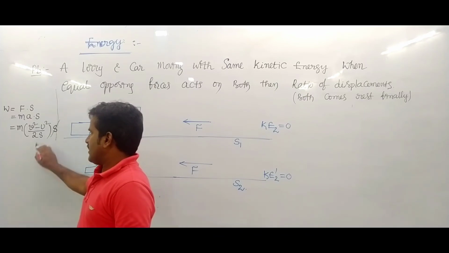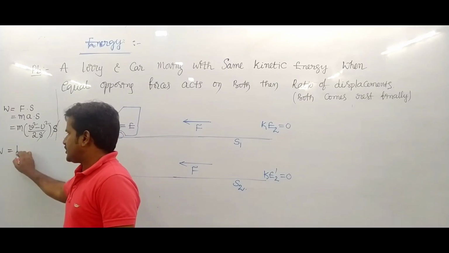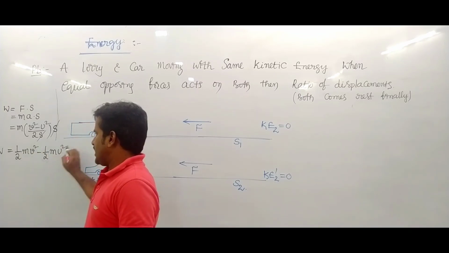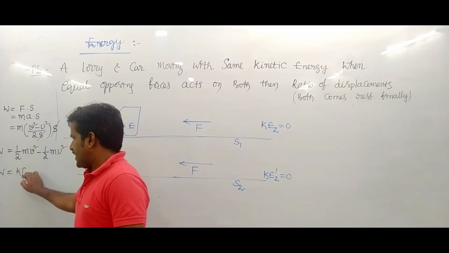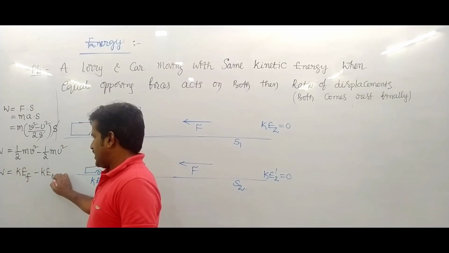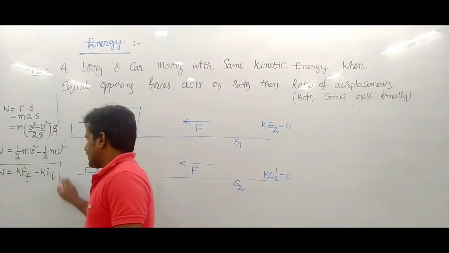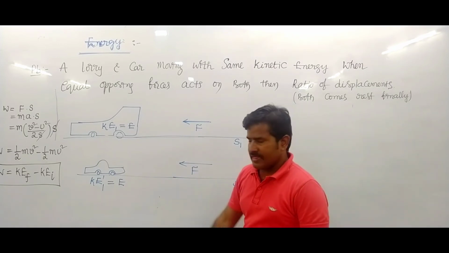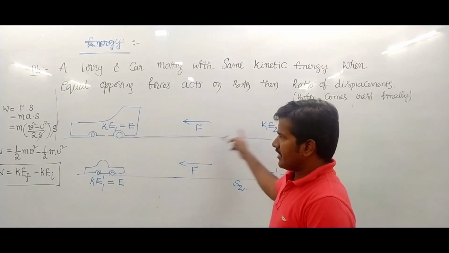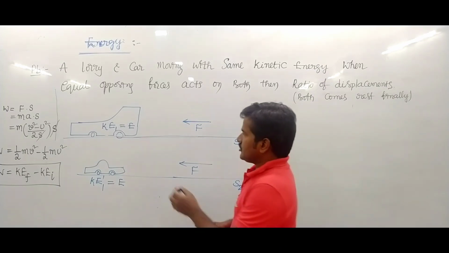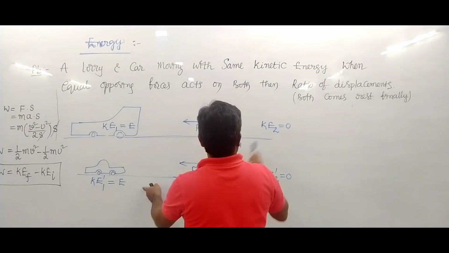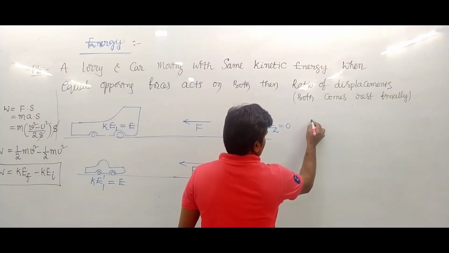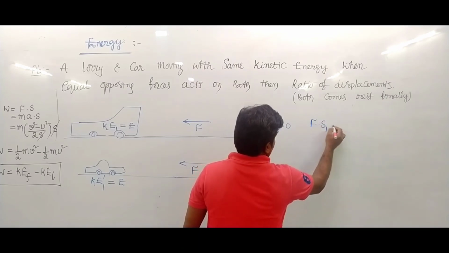Using that relation, when S is cancelled, the work done equals half mv square minus half mu square, the change in kinetic energy, Ke final minus Ke initial. This is the work done. Using this principle, work done equals change in kinetic energy, Ke final minus Ke initial. In this case, the initial kinetic energies are the same and finally both come to rest. Then work done W equals F into S, force into displacement.